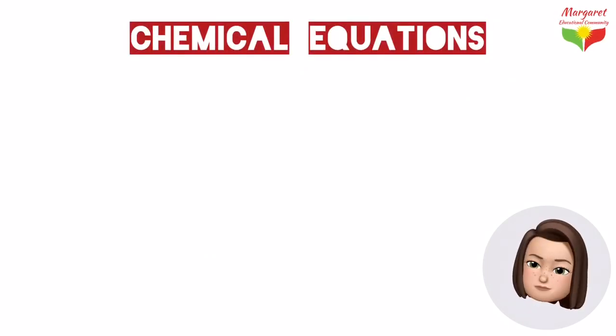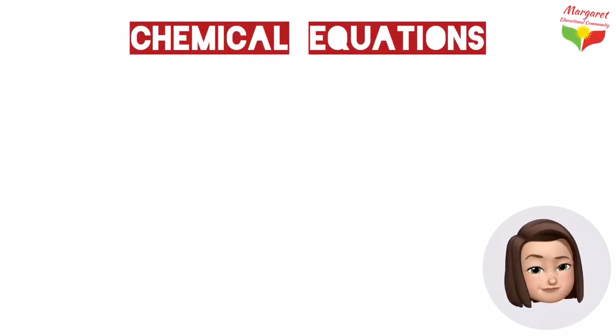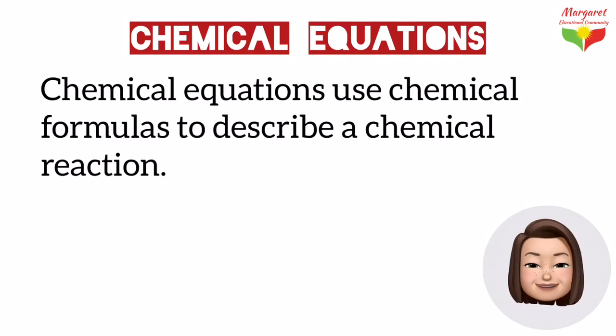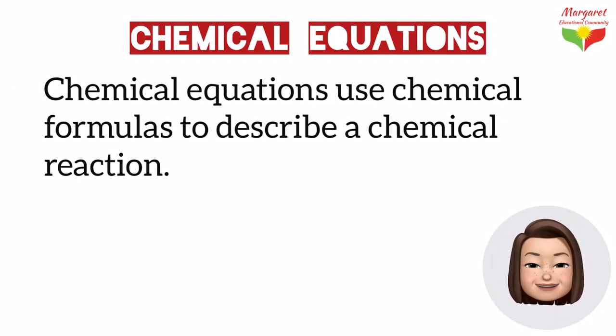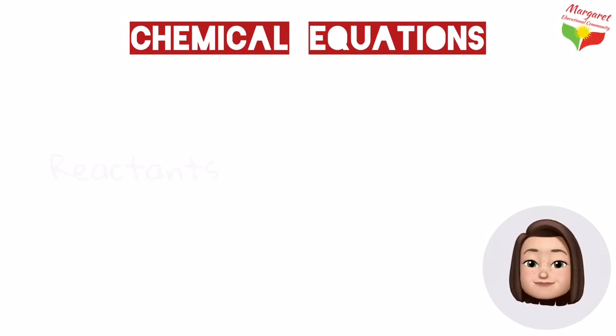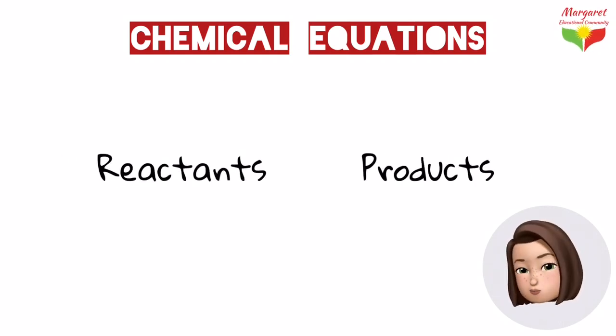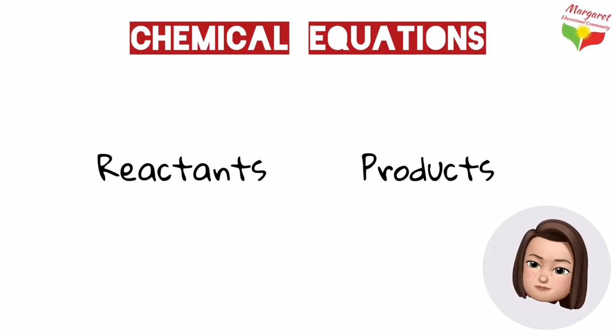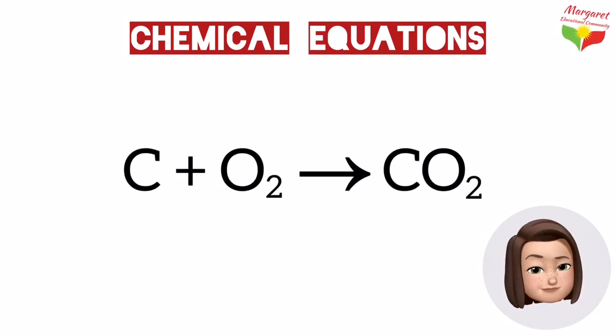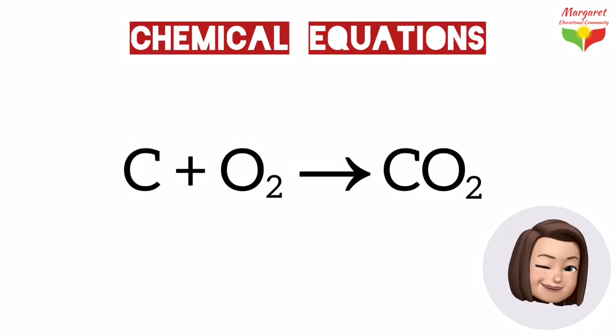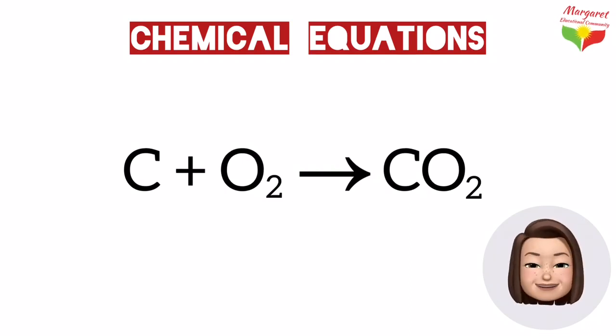Now the chemical formulas that we just learned how to write, we can use in a chemical equation to describe a chemical reaction. In a chemical equation, we have reactants and products. The chemical equation must start from reactants and end up with a product. For example, this one here, we have C plus O2 gives CO2.